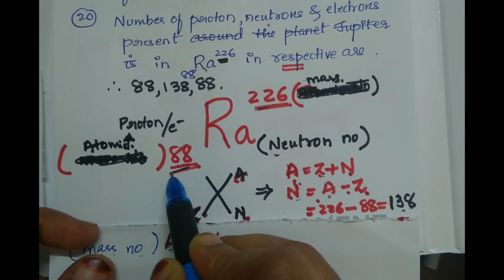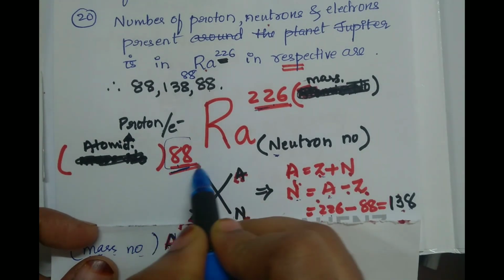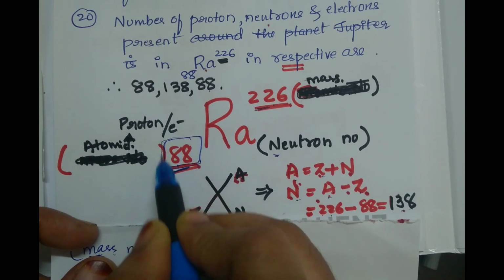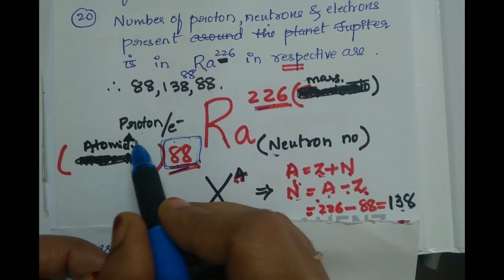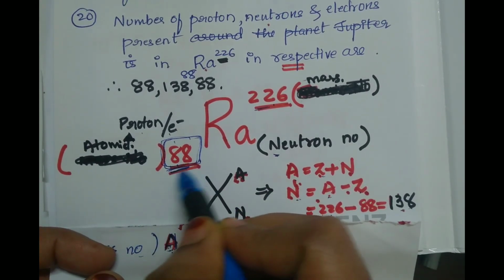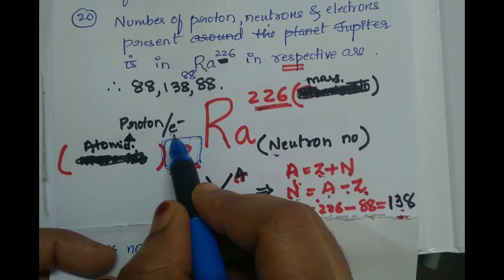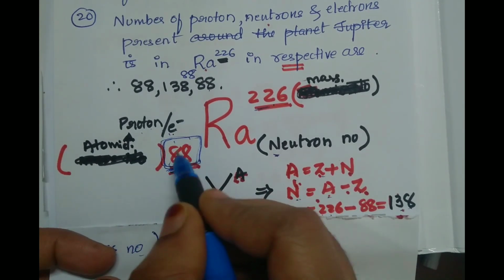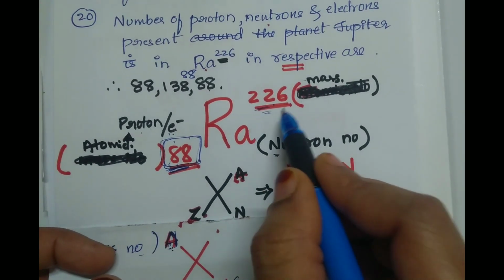88. Okay, so therefore we can say proton, neutron and electron. Proton and electron is the same. Don't get confused. If it is proton or electron, both will have 88 only. Why? Because the number of protons will be equal to the number of electrons in an atom. So therefore it will be 88. And this is your neutron number and this is your mass number.